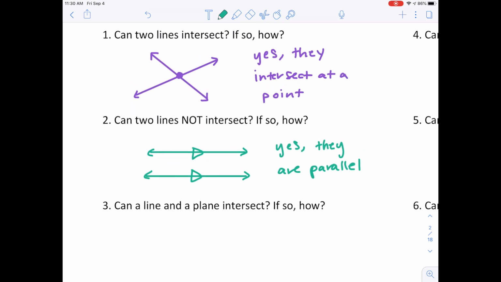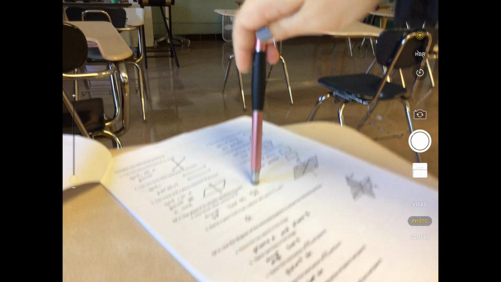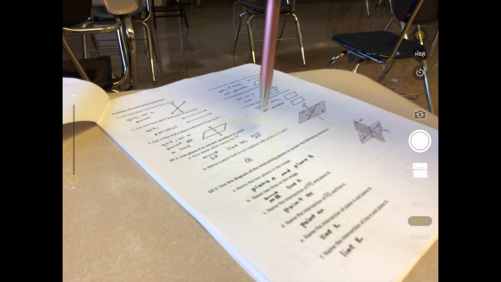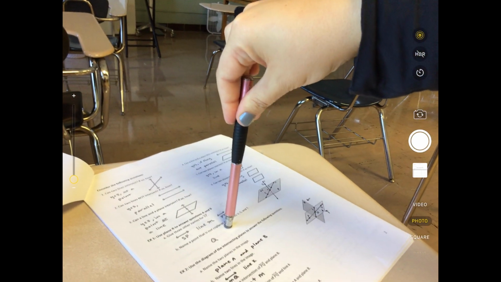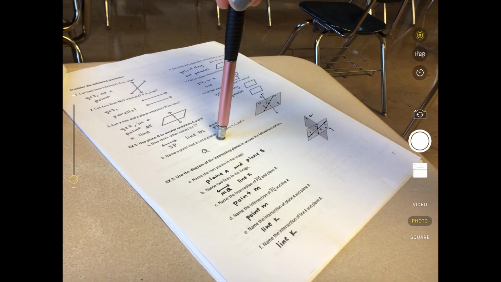Question 3, can a line and a plane intersect? If so, how? So this one's a little bit harder to think of. So I'm going to suggest that you think of a line as like your pencil and a plane as a piece of paper sitting in front of you. So pause for a second and think, how could you get a pencil and your plane to intersect one another? And what would that intersection look like? Piece of paper, my stylus is going straight into the piece of paper. So I have a line intersecting my piece of paper.